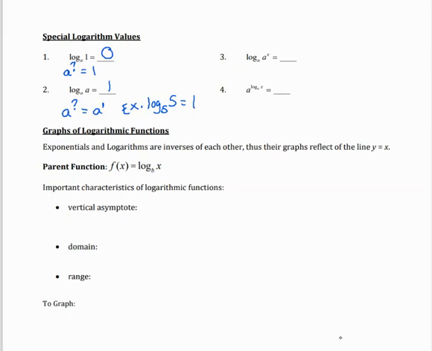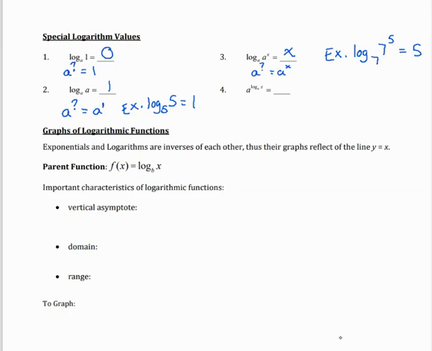Number 3. So number 3 is saying, okay, what should I raise the base of a to get a to the x? Well, the bases are the same, so the exponents would both have to be x. So an example would be if I had log base 7 of 7 to the 5th. In this case, the 7's cancel, and I'm left with whatever that power was. So this would just equal 5.